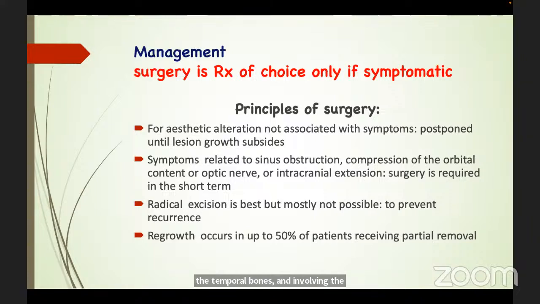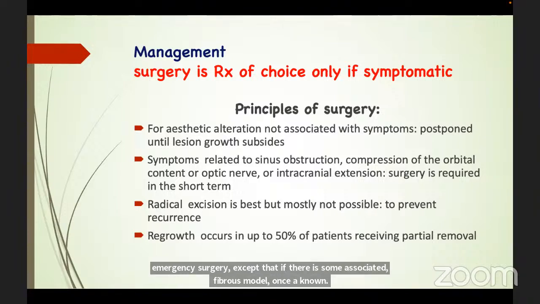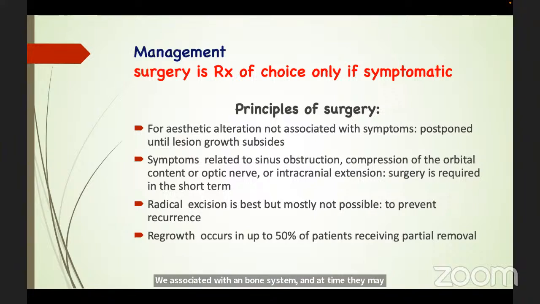But it's never a case where you have to do an immediate emergency surgery, except that fibrous dysplasias, especially the sphenoethmoidal ones, are known to be associated with aneurysmal bone cyst, and at times they may bleed and cause an acute compression on the optic canal. That is the only time when there can be a very rare incidence where you might have to decompress the optic nerve. Radical excision is best, but mostly not possible to prevent recurrence. Regrowth occurs in up to 50% of the patients receiving partial removal. So if you can remove radically, then that is the best.